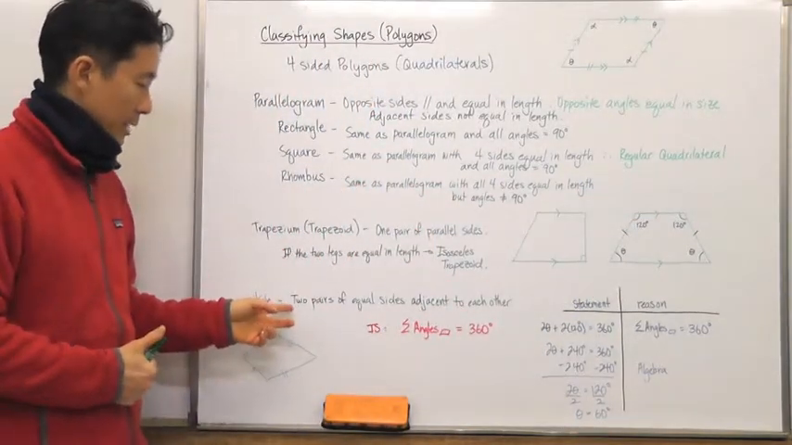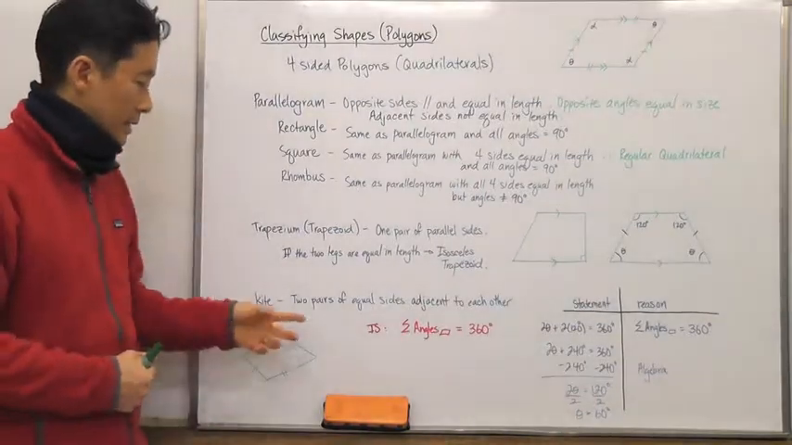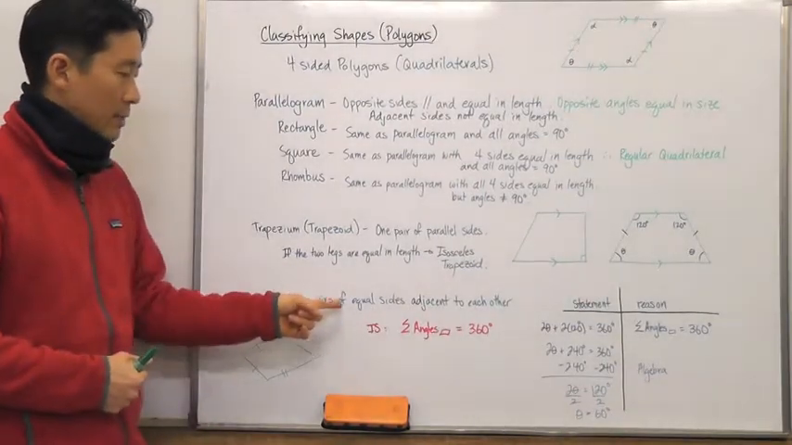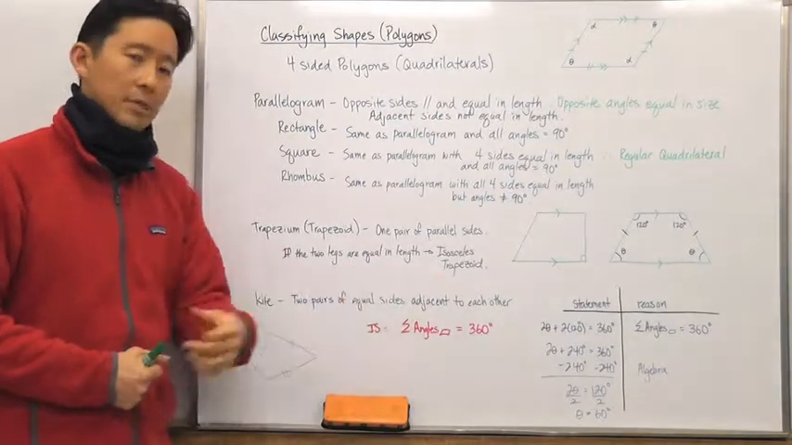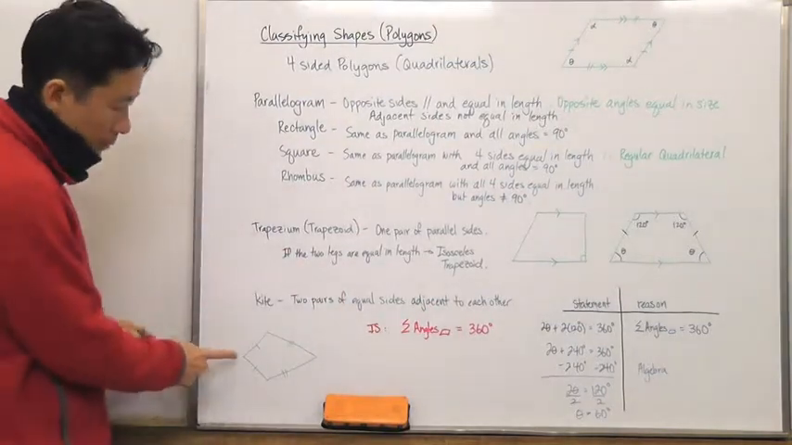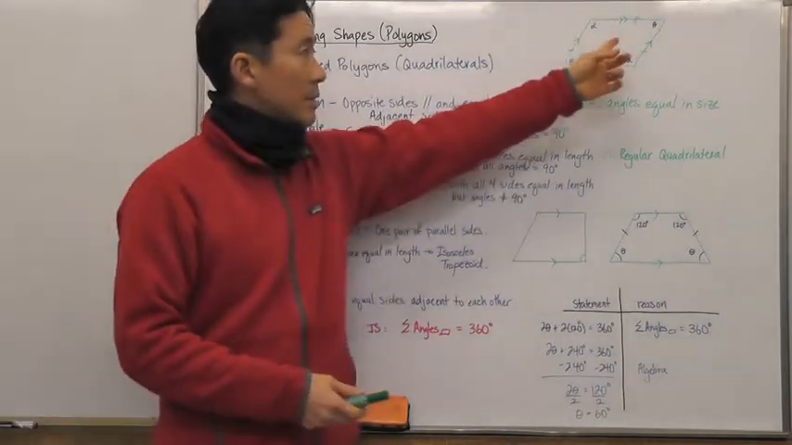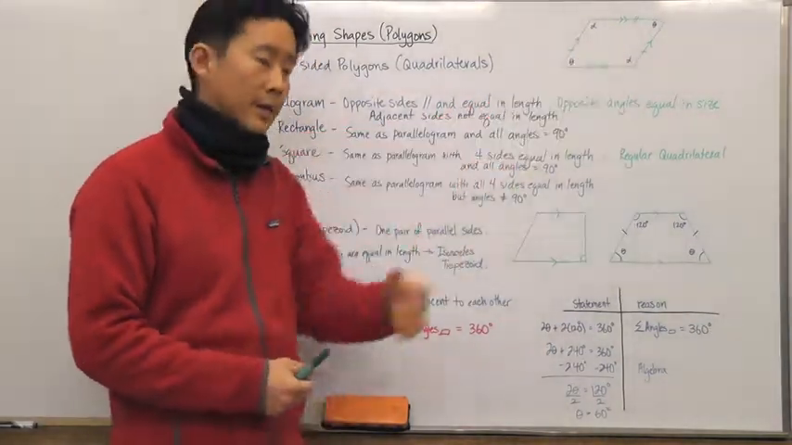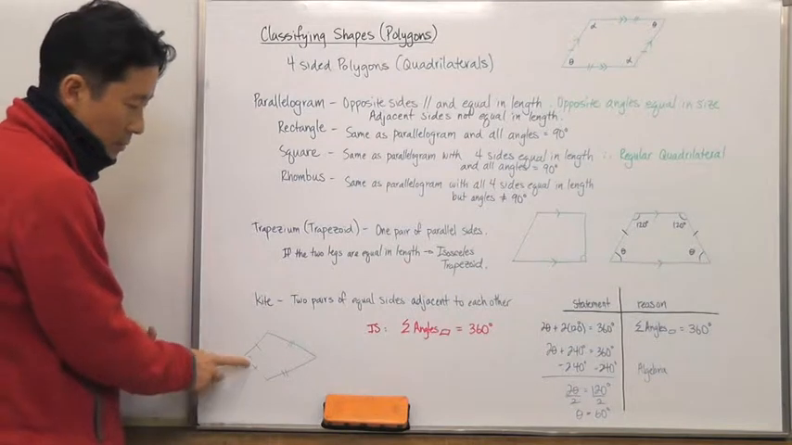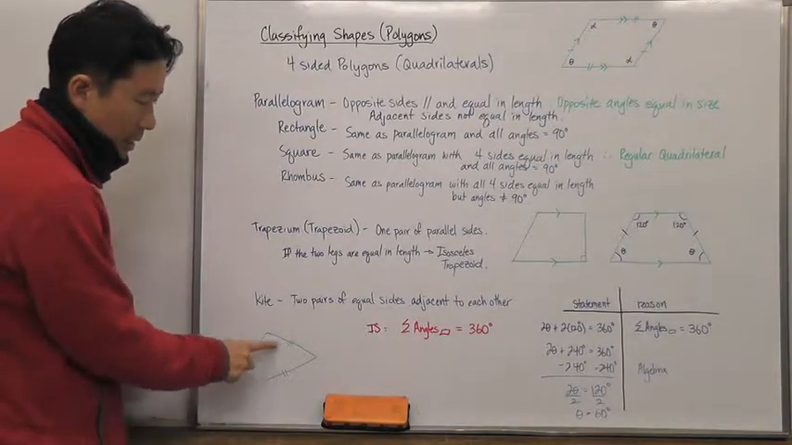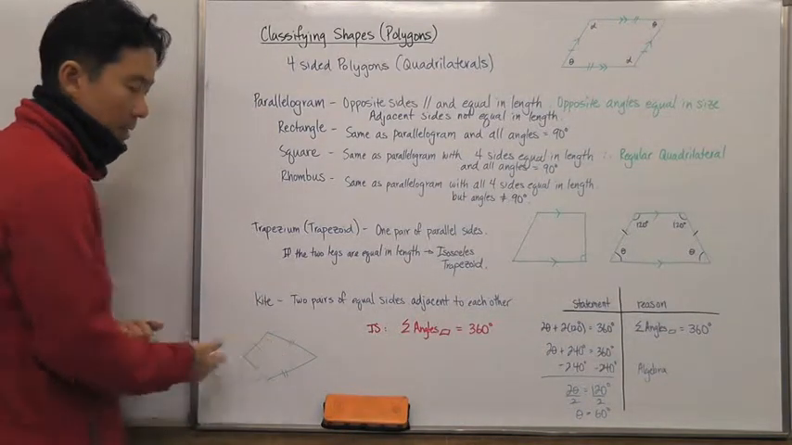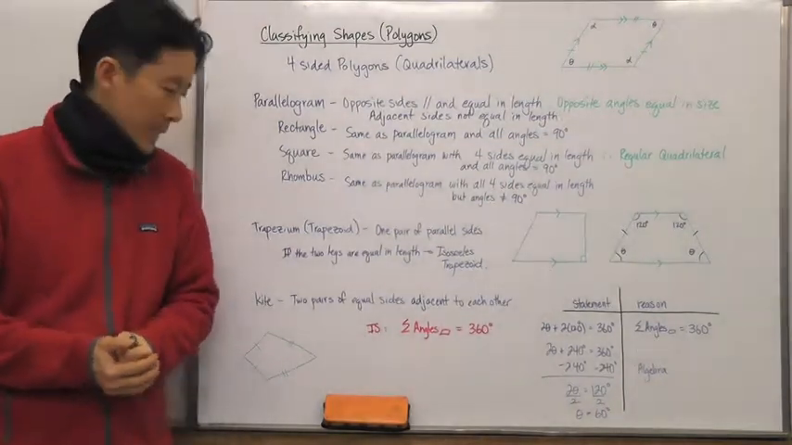Now the last one that we're going to take a look at is the kite. The kite is a quadrilateral with two pairs of equal sides which are adjacent to each other. So notice that here we have two pairs of equal sides, and again, it's similar to this, there's two pairs of equal sides, but the difference is that those equal sides are adjacent to each other and not opposite of each other. And so this is how you would define a kite.